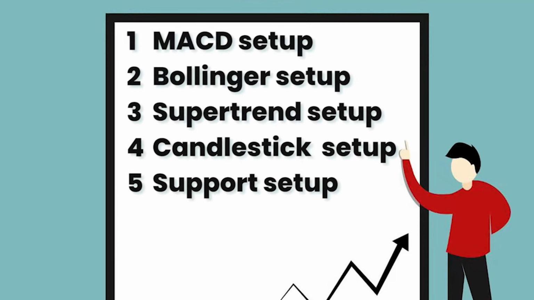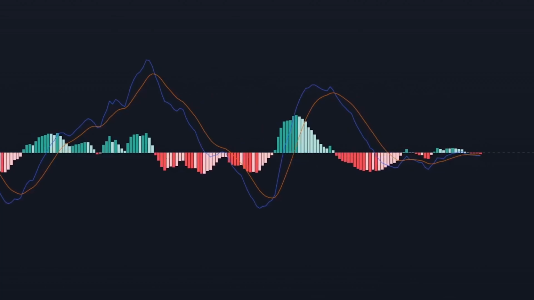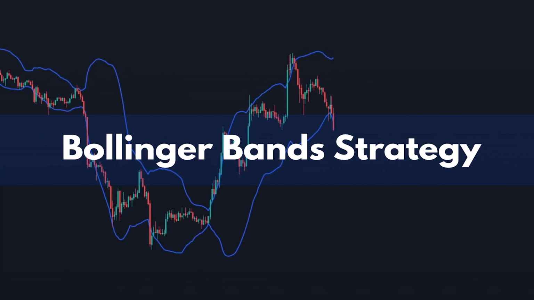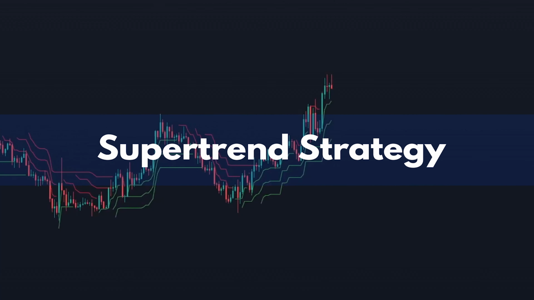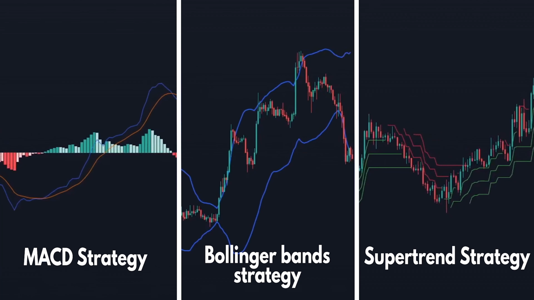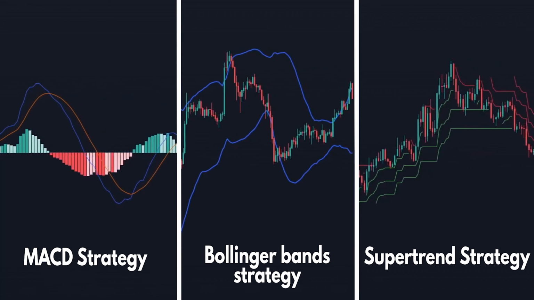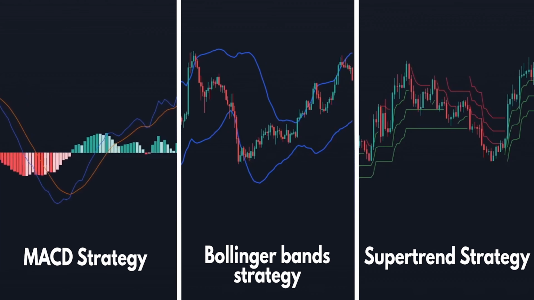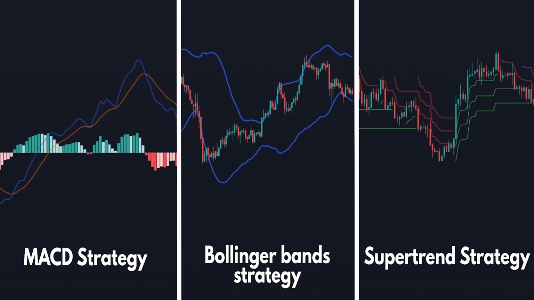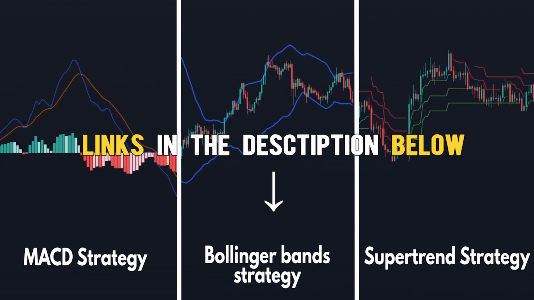In the previous 3 videos, we dove deep into the MACD strategy, Bollinger Band strategy, and Supertrend strategy, all of which work great to identify strong entry points for a trade, when combined with exponential moving averages. If you have not seen those videos yet, you can find the links in the description below.